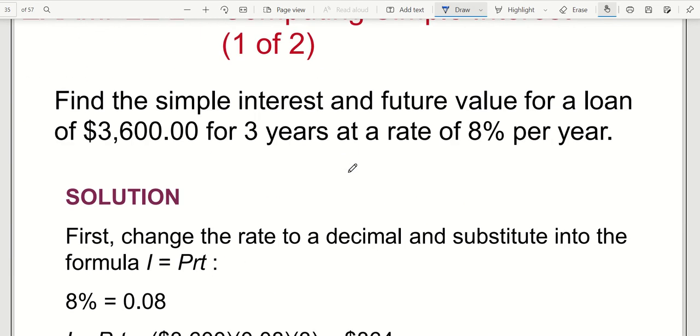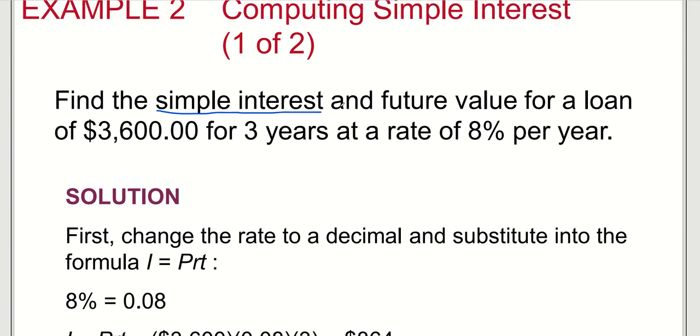Let's look at another example. Let's suppose that we are going to take a future loan. The loan is going to be for $3,600 for 3 years, and the rate on the loan is 8% per year. And let's suppose that it's going to be done according to simple interest. Let's find the interest and also the future value of the loan.